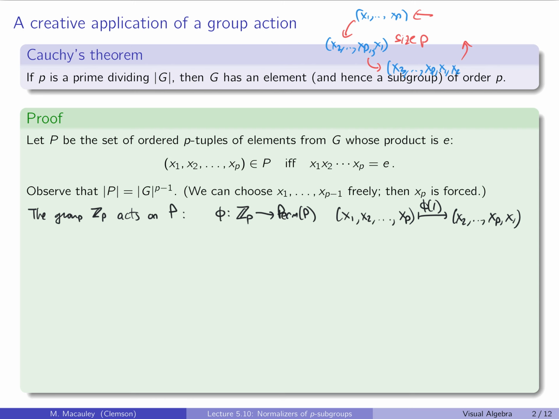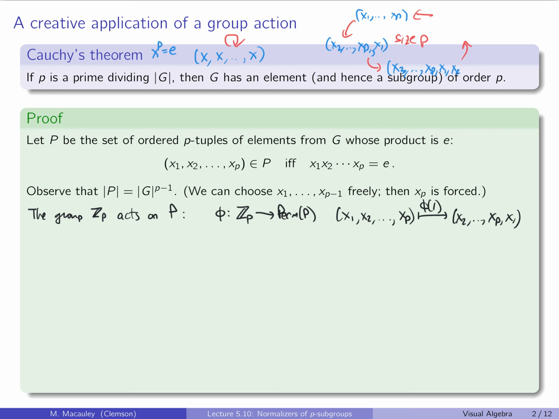And let's think about what an orbit of size 1 is. It's a p-tuple that when you cyclically shift it, you get the same thing. So that means all of these entries have to be the same. So it's of the form x, comma, x, up to x. So that's an orbit of size 1, but it has to have the property that x to the p equals the identity. So if we're looking for an element of order p, what we're looking for is a size 1 orbit where x is not the identity element, because the identity element has order 1, not order p.